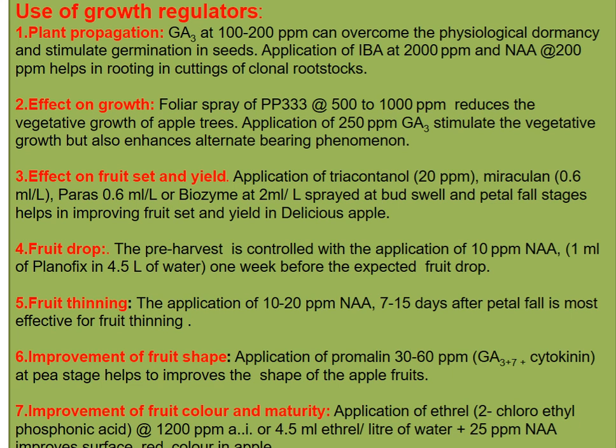Improvement of the fruit shape. Application of promalin 30 to 60 ppm at the petal fall stage helps to improve the shape of the apple fruits. Improvement of the fruit color and maturity. Application of ethrel at the rate of 1200 ppm plus 25 ppm of NAA improves the surface red color in apple.